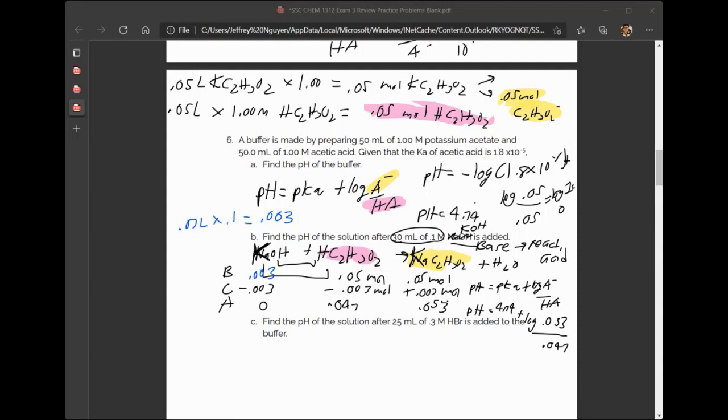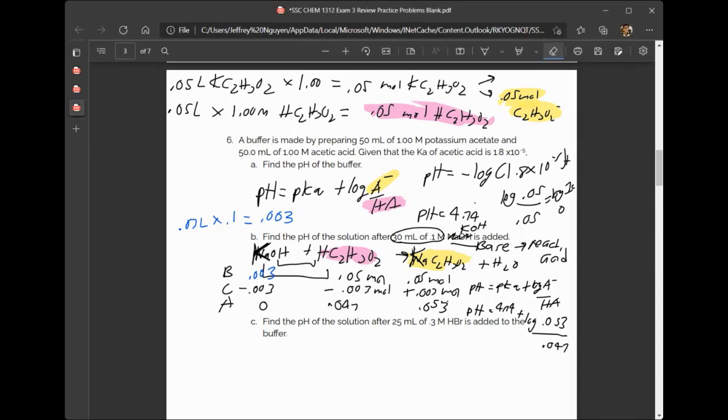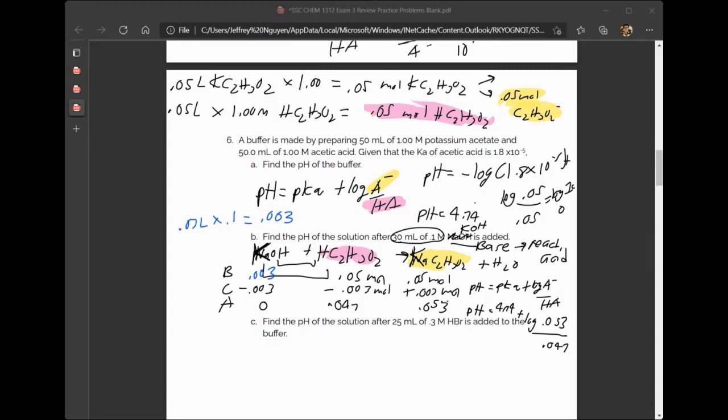So you're talking about part A, right? Okay, so in part A, you haven't added anything to the buffer yet, right? Because in this part B, we're adding the base. But in part A, it's just asking us to find the pH of the buffer as it is, before the addition of anything. Does that help a little bit? Yeah, awesome. I'm glad that helps.